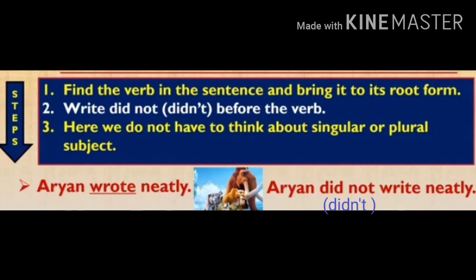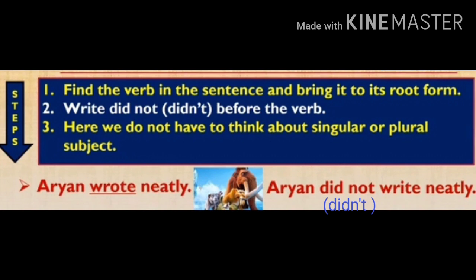Got it? Listen here. Here are some of the important steps that we want to follow while changing a positive sentence to negative. First, we want to find the verb in the sentence and bring it to its root form. Root form means V1 form. And second, write did not, that is didn't, before the verb. And the third one is, we do not have to think about a singular or plural subject. Here one example is given for you.